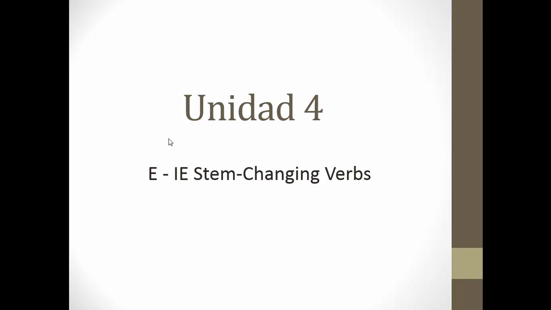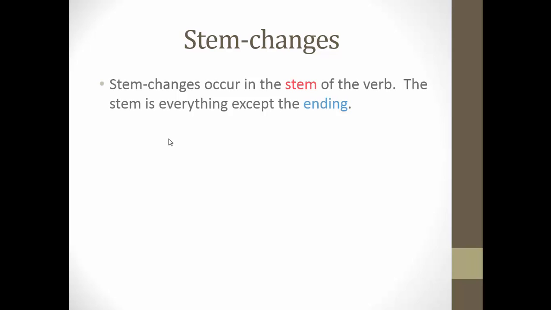We're going to talk about E to IE stem changing verbs. This is a new concept for us. Stem changes occur in the stem of the verb. The stem is everything except the ending. Here are some examples. I'll show you some verbs, and I want you to identify the stem as opposed to the ending of the verb.